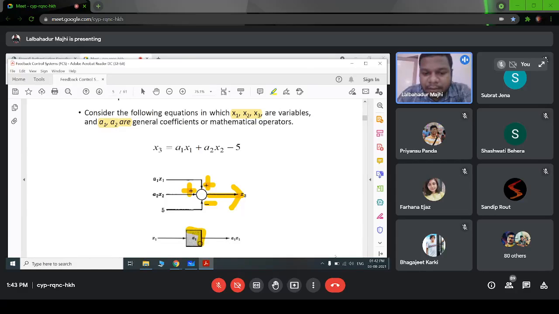So in the rectangle block, all the coefficients, or mathematical operations like derivative and integration, have to remain. For addition and subtraction, we have to add our summing point. So here x1 is the input, and we have to multiply it with A1 to get our output A1 x1. I think it is clear. This is not very difficult.